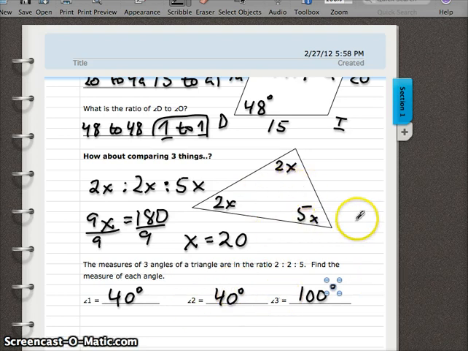Alright, so that's a basic intro to ratios. Next up, we're going to get into proportions.